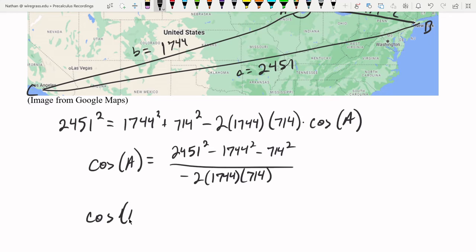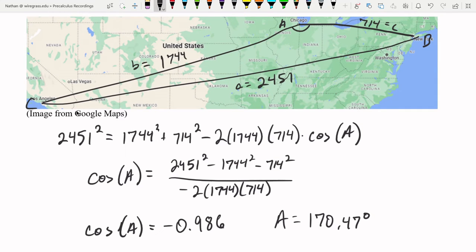So let's actually plug that into a calculator and get what we get. And we get, let's see, just about negative 0.986. Doing the inverse cosine is going to give us 170.47 degrees. Quite a large angle, which is what we expect, though, because Los Angeles and New York are so far apart from Chicago. Chicago's kind of right in the center. So this is a very large angle, about 170 degrees. That seems reasonable.